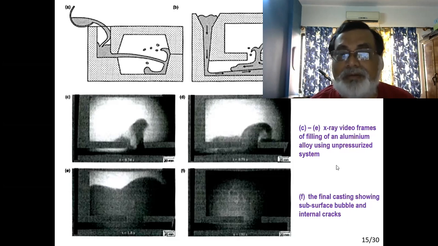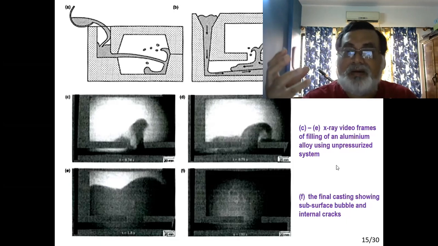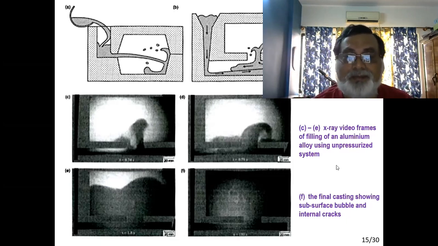তারপরে আমরা আরেকটা ডিফেক্ট কথা বলবো, হট টিয়ার, লিকুইড অবস্থায় টিয়ার করা। এই সব কিছু ক্যান জেনারেট অন টপ অফ অক্সাইড ফিল্ম। That's why we are saying that turbulence is so important.